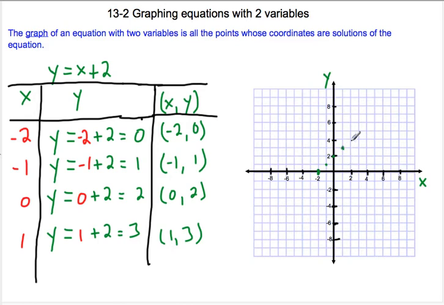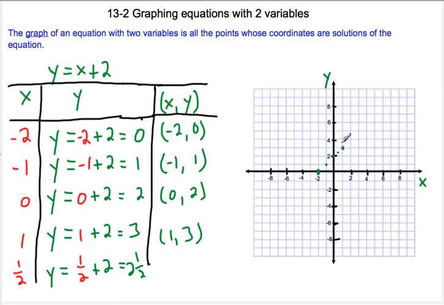Now you might be tempted just to leave those dots there because those are the points where the coordinates are solutions of the equation. The reason we only choose integers like negative 2, negative 1, 0, and 1, that's just for quickness and easiness. Technically, you could also use decimals here. You could use like 1/2. So if x is 1/2, then y equals 1/2 plus 2, and that would equal 2.5. So when x is 1/2, y is 2.5. So you could graph that, and that would be right here.